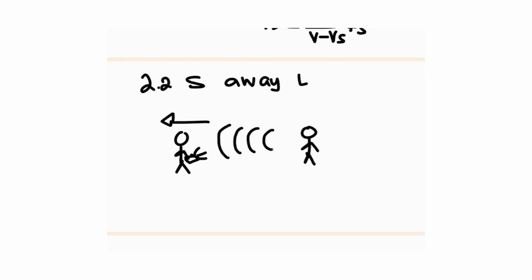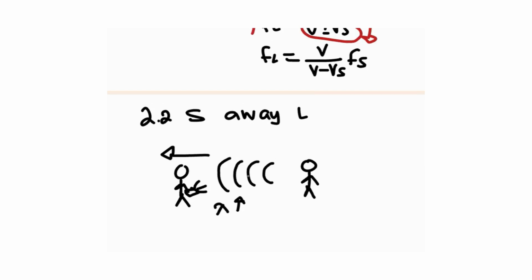And the wavelength is increasing now because the distance between you and the person is getting longer. So it means wavelength is increasing, and when the wavelength is increasing, it means the frequency is going to decrease. You're starting to hear an even lower and lower and lower pitch.